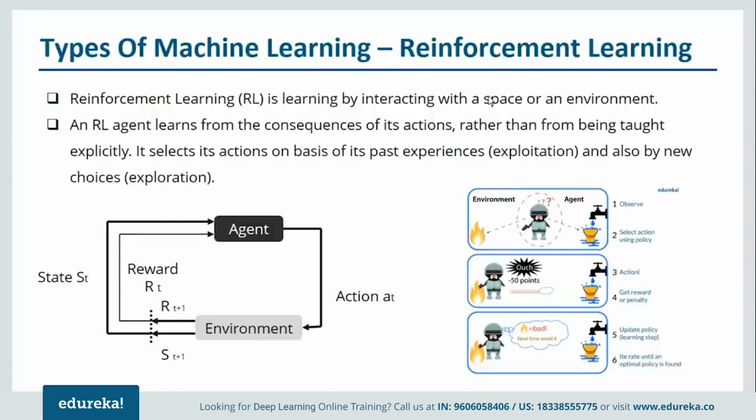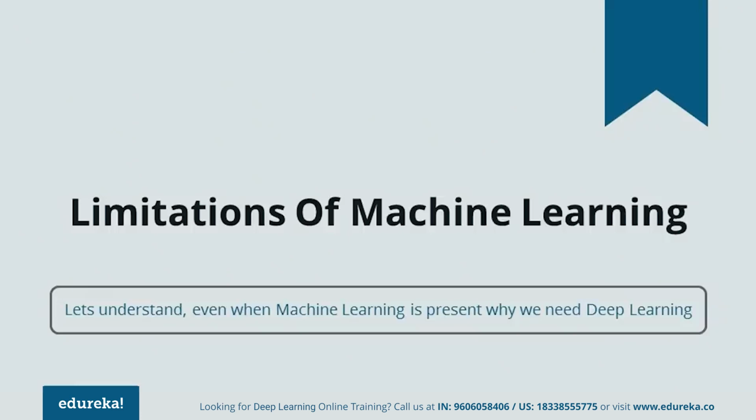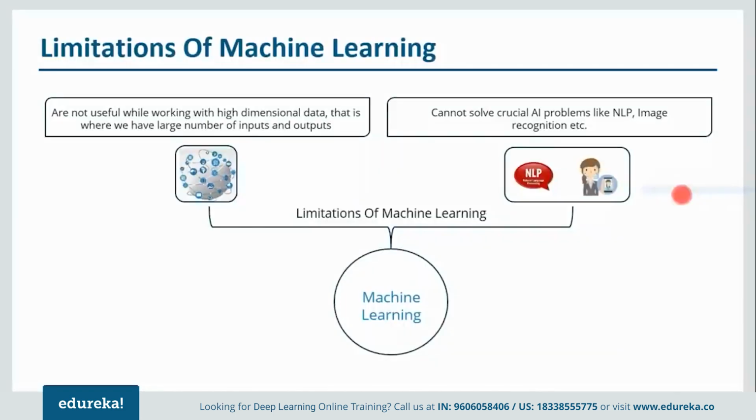So let us move forward and understand, when we have machine learning, why do we need deep learning? That is, we'll look at various limitations of machine learning. Now the first limitation is high dimensionality of the data. The data that is now generated is huge in size. So we have a very large number of inputs and outputs. Due to that, machine learning algorithms fail. They cannot deal with high dimensionality of data, or you can say data with a large number of inputs and outputs. Now there's another problem as well, in which it is unable to solve crucial AI problems, which can be natural language processing, image recognition, and things like that.